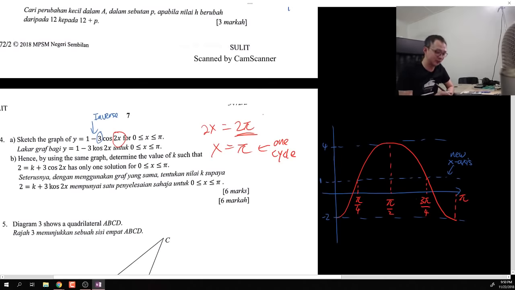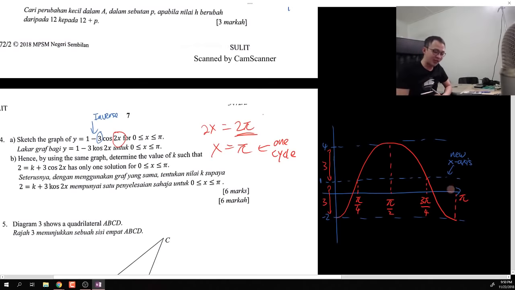Why is my graph opposite? Because of the negative. And what is the purpose of the 1? That means your whole graph is going to shift up 1 unit. So your maximum and minimum is no longer 3 and negative 3. Therefore you always need to count the 3 units from the 1 here, not from the x-axis. So this is another 3 units here, and this makes my amplitude 3.